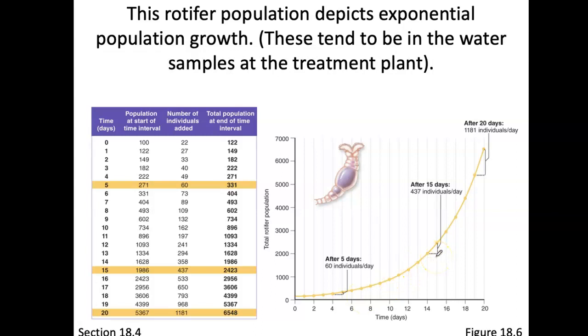If you started this experiment and put in 100 in this container that has enough food for them, after 5 days you have 60 individuals per day. And then after 15 days, you have 437 individuals per day that are rising here. So you have this curve. This is a J-shaped curve, so that's an exponential curve.